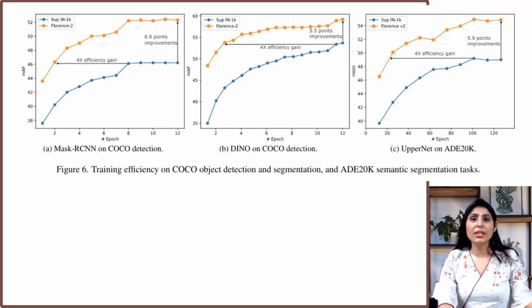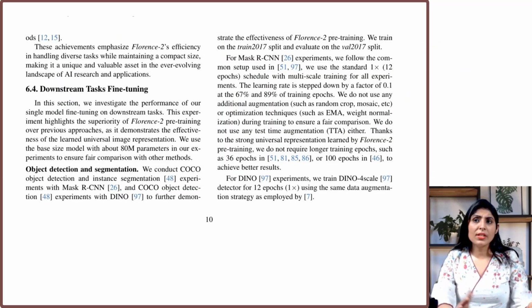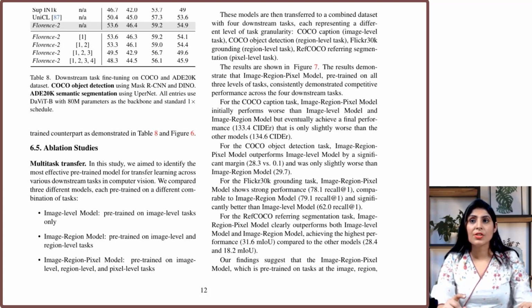So in the same way, if you see the semantic segmentation experiment over here, the UperNet framework on the ADE20K dataset, in this case also Florence-2's DaViT-B backbone achieves notable improvements. So overall this section 6.4 shows that the Florence-2 model demonstrates superior performance across various tasks, showing efficiency in training and strong generic representation capabilities, and significant improvements in object detection and semantic segmentation tasks when compared to previous methods.